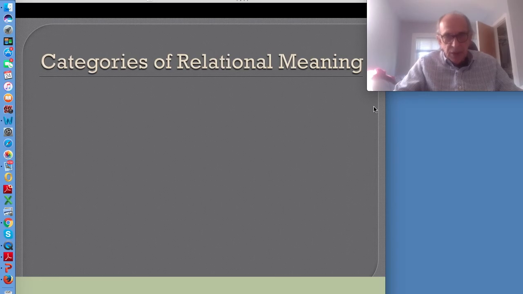Now, what are categories of relational meaning? That's what I'm going to spend the rest of my time with you here today, identifying in a relatively straightforward way. And then we will look at children's language and practice identifying these categories and analyzing language with reference to these categories when we meet.